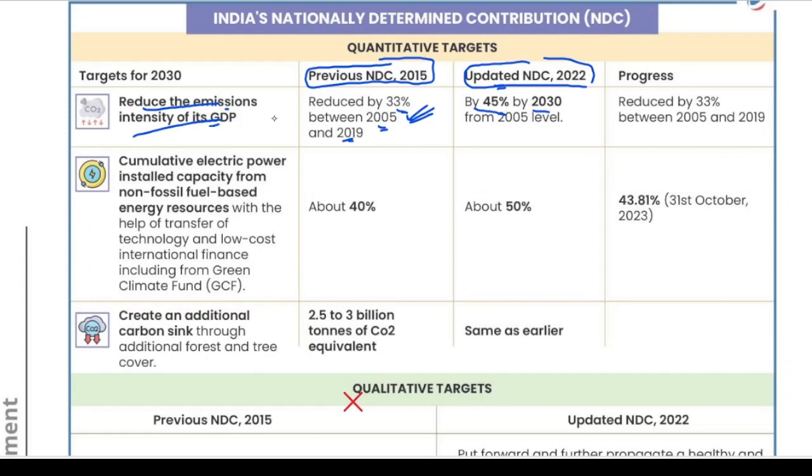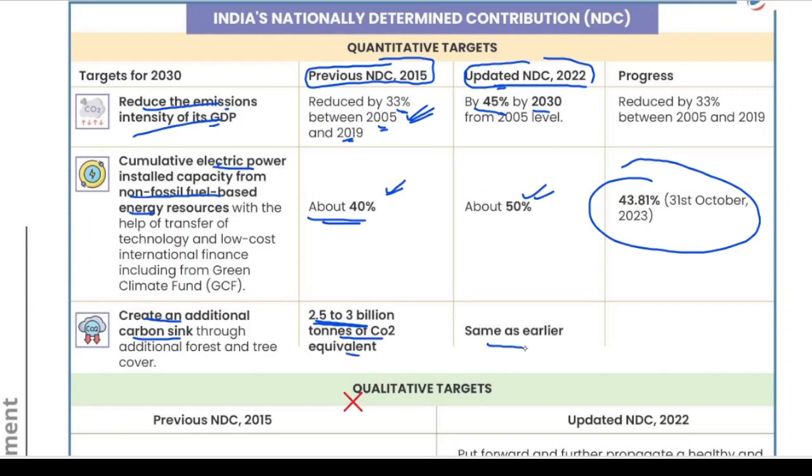Now again, cumulative electric power, or non-fuel based power, was targeted at about 40%, and now we have already achieved 43%. So now we have increased our target to 50% by 2030. Create an additional carbon sink: our target was 2.5 to 3 billion tons of CO2. This has not been updated, and as far as I remember, this has not been achieved till now. So this thing is very important.